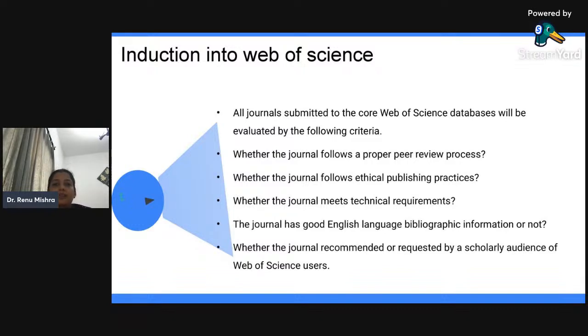When you submit your paper to Web of Science, there are certain criteria on which journals are evaluated, like the peer review process, whether they have ethical publication practices or not, whether they meet technical requirements or not, and whether they meet language requirements or not.